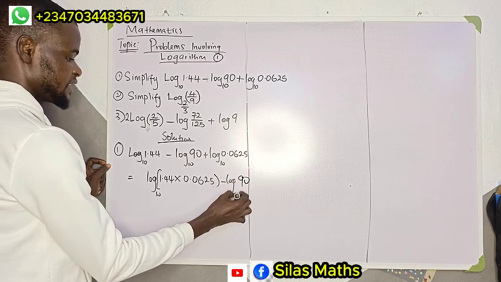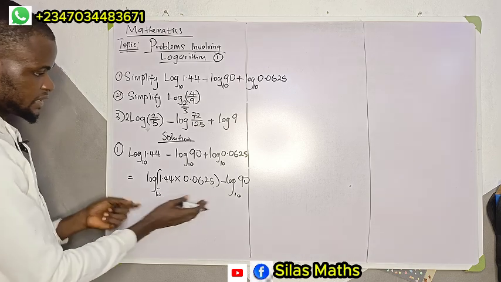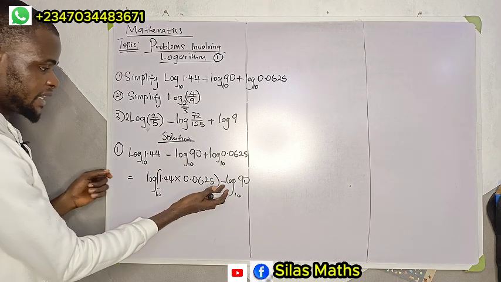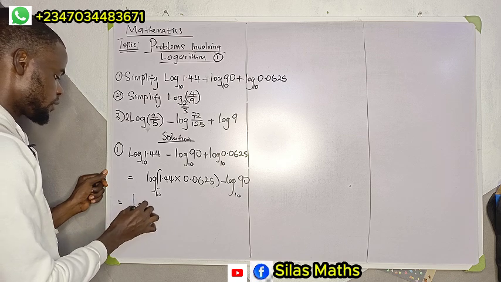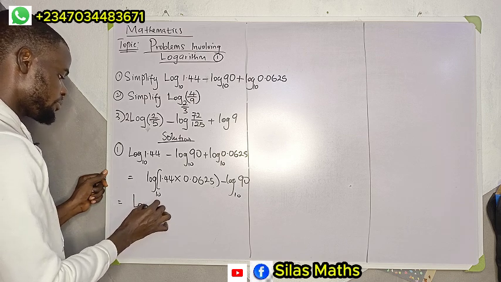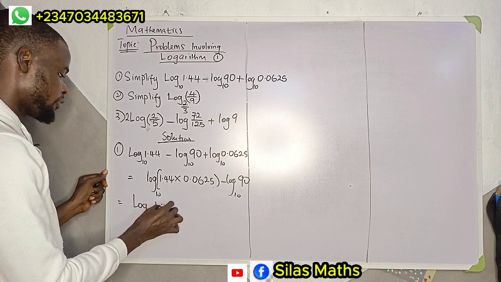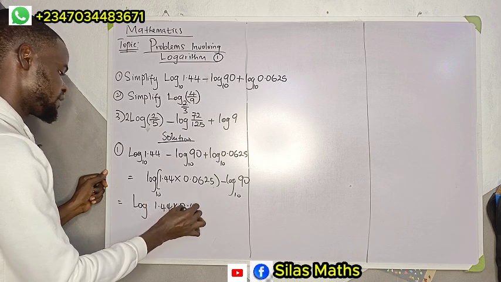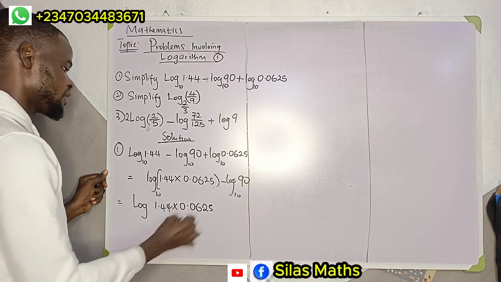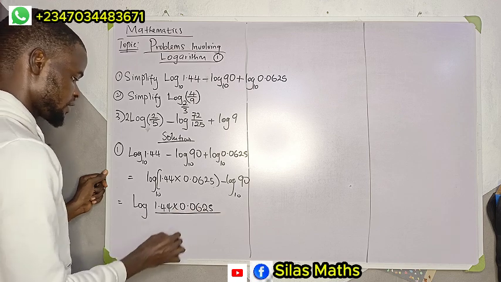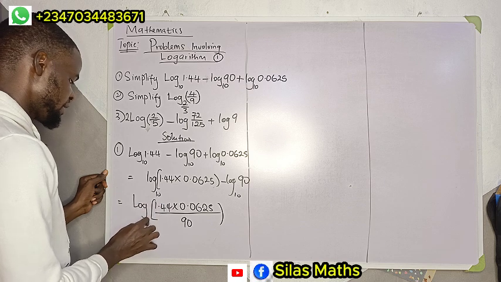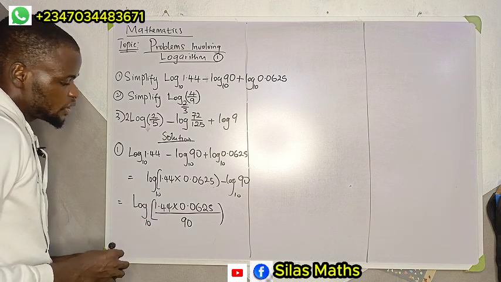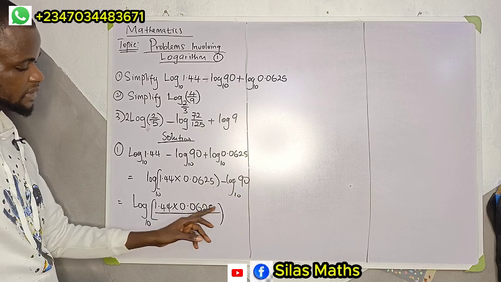90 base 10. So since subtraction is taking place and their bases are the same, we go ahead and divide, because they are subtracting, right? So that will give us log of 1.44 times 0.0625 divided by what? 90, all in base what? 10. So go ahead and multiply this times this.